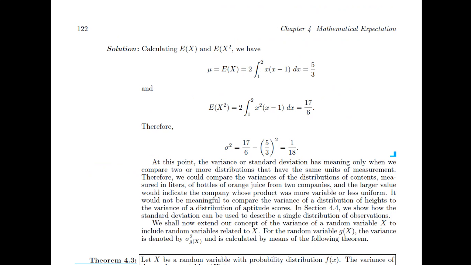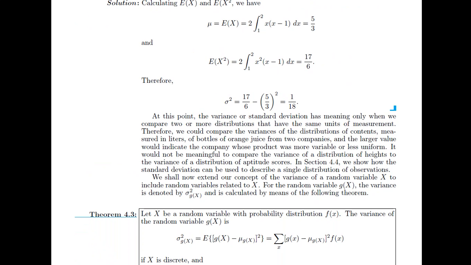To find the mean, we have to calculate the expected value of x, and to find the variance, we have to find the expected value of x and the expected value of x squared. And we find that mu equal 5/3 and expected value of x squared equal 17/6, and sigma square is 1/18.